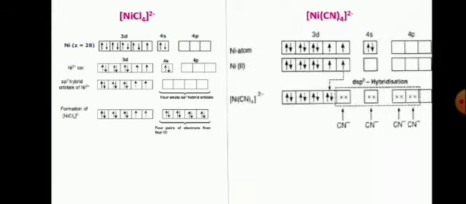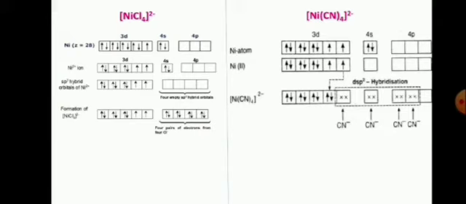Now this is the same case for NiCN4 minus. Again your nickel is a central metal, so it is going to be 3d8 4s2. 2 electrons will be lost from 4s, that makes nickel 2+ 3d8 4s0. Now what you need to understand is that cyanide is a strong ligand, and what cyanide is going to do is force the 2 unpaired electrons to jump and get paired. Because it is a strong ligand, it will force the last electron to move forward and get paired.